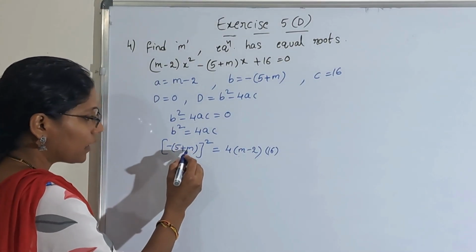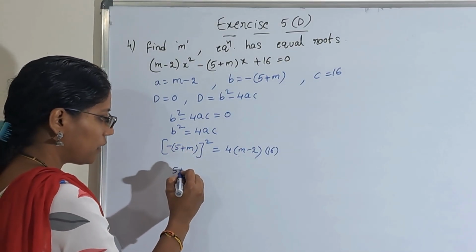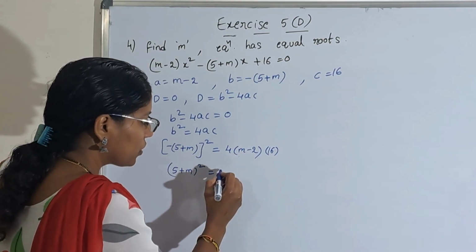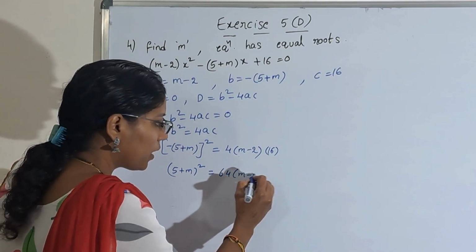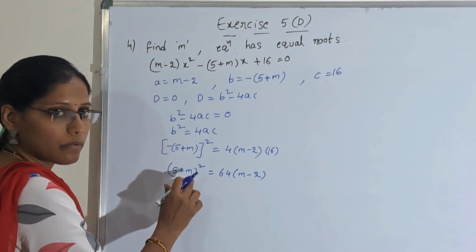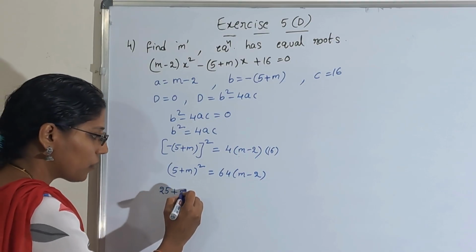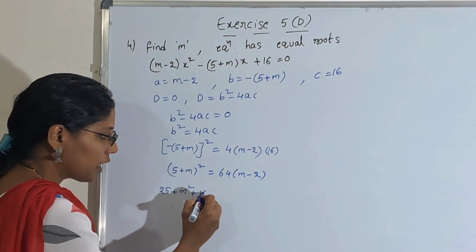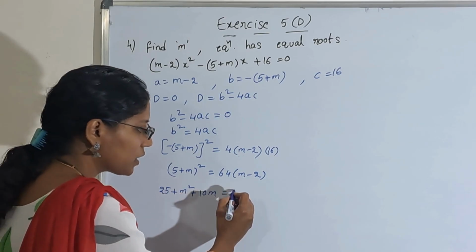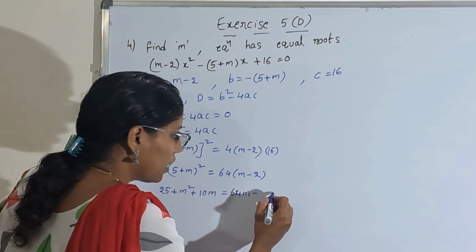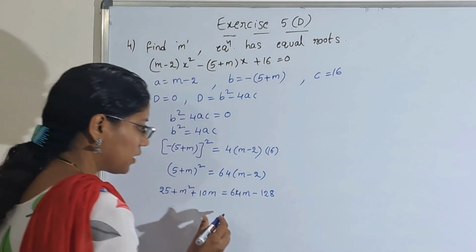Here (5 + m) whole square is equal to 16 into 4, just 64, (m - 2). The (a + b) whole square formula we have to apply. Here 25 + m square + 2 into 5, 10m, equal to 64m - 64 into 2, just 128.